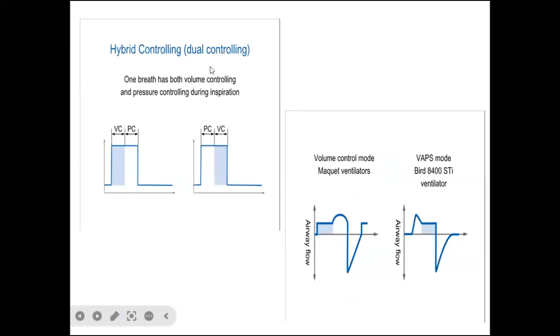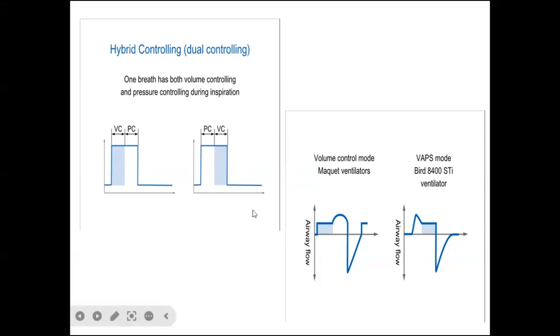And the other modes are called hybrid control. In hybrid control, you can control both variables in the same breath. See here, you have started as a pressure control. And what happened here? See this graph. This is a flow graph. It started as pressure control, then it switched over to constant flow, volume control. Volume is the main thing.